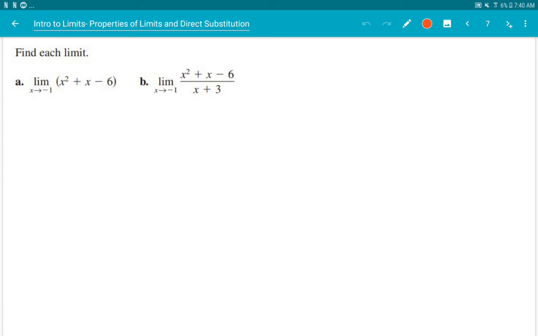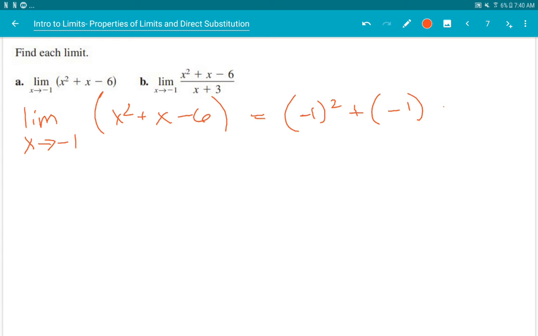All right, so here we go. The first one, we are going to find the limit as x approaches -1 of x squared plus x minus 6. Now, it's a polynomial. We know polynomials are very well behaved, so all we are going to do is just substitute, okay? So we get -1 squared plus -1 minus 6. We're going to get 1 minus 1 minus 6. So the limit as x approaches -1 is going to be -6.